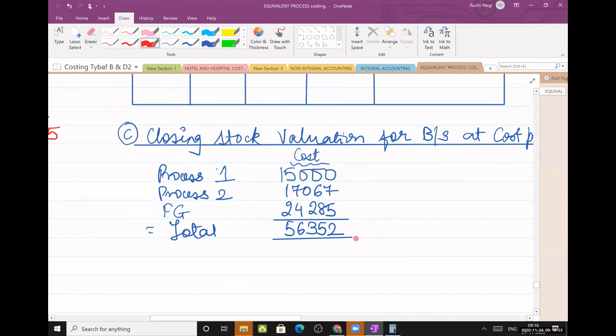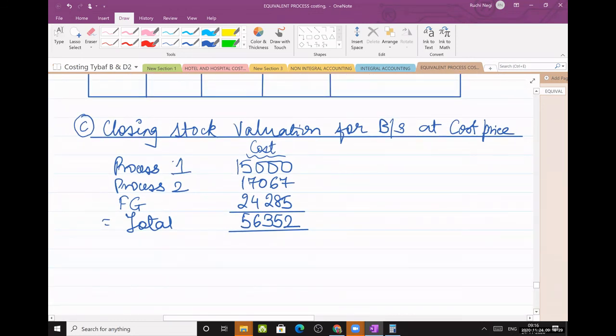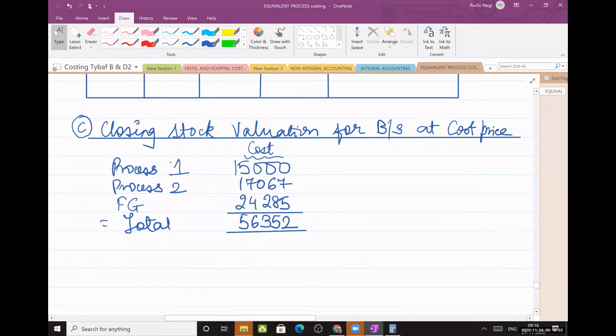They asked what will be the total of your closing stock in the balance sheet. So this will be my total of closing stock in the balance sheet. In the balance sheet, I will show finished goods closing stock, not process 1 and process 2 separately. Am I clear to you? Is this clear to everyone? Please just acknowledge it in the chat box. Is the question clear to everyone?